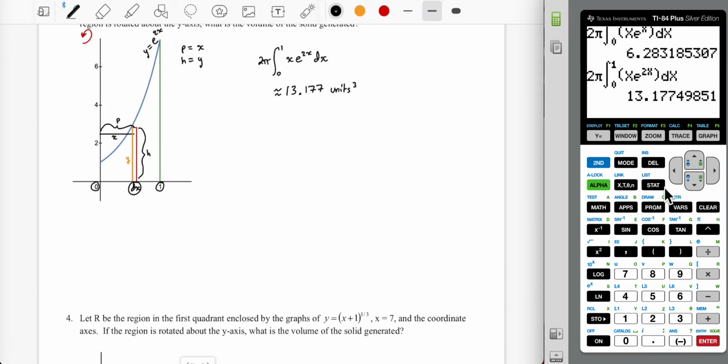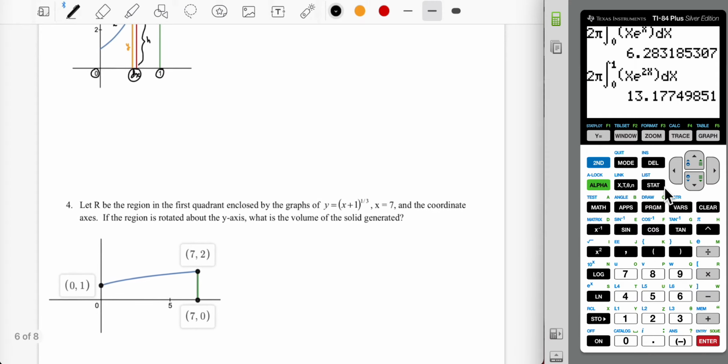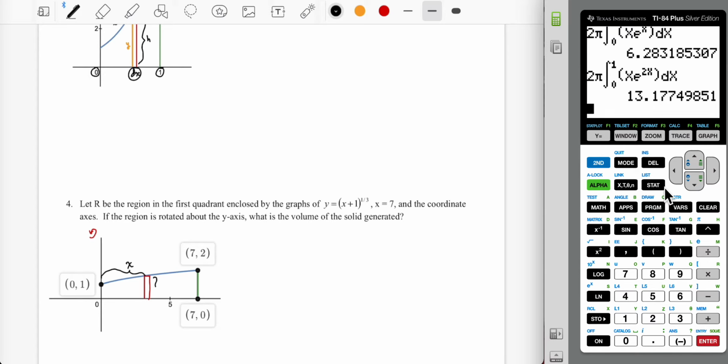So one quick integral gets the job done as opposed to using the washer method. Same idea for number 4. We're rotating it around the y-axis. So our arbitrary rectangle is actually going to have the same ingredients as the previous case. We're going to have an x, and we're going to have a y here.